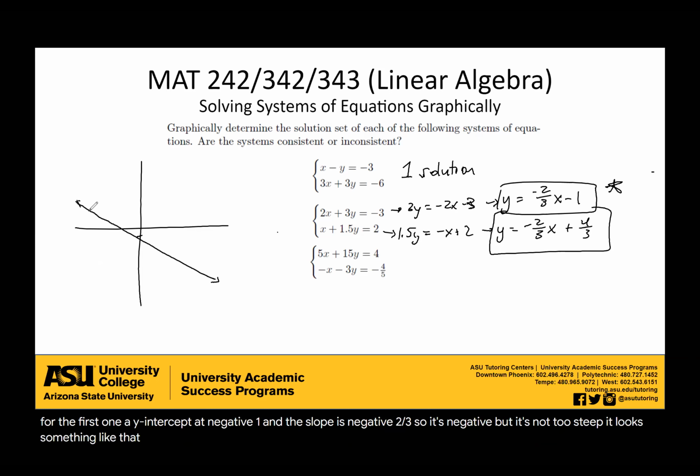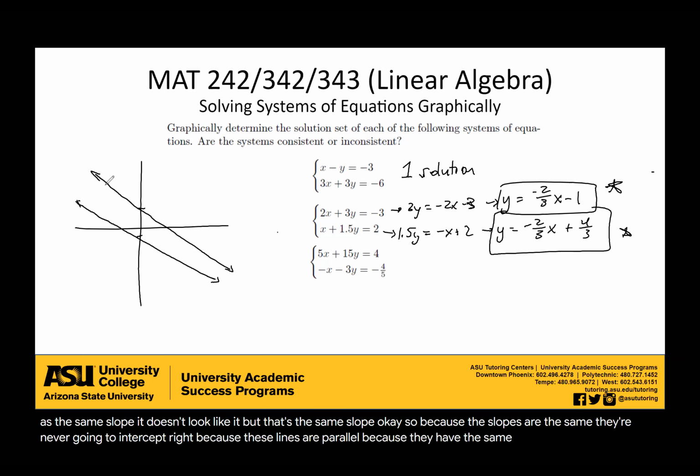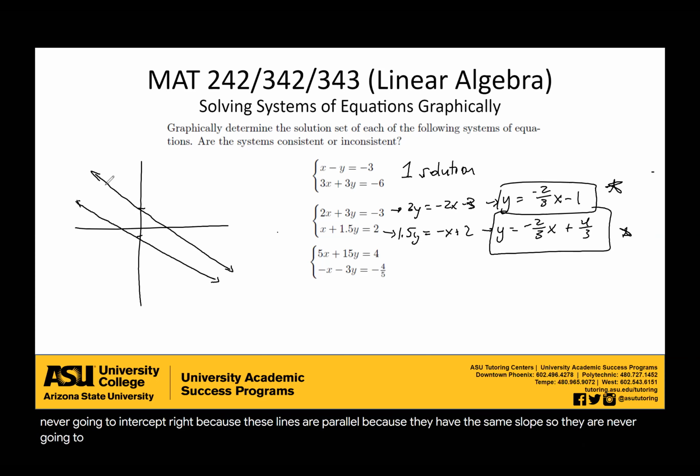And then for the second one, it's up here at 4/3. So let's say around there. And it has the same slope. It doesn't look like it, but that's the same slope, okay? So because the slopes are the same, they're never going to intersect, right? Because these lines are parallel because they have the same slope. So they are never going to intersect, which means they have no solutions.